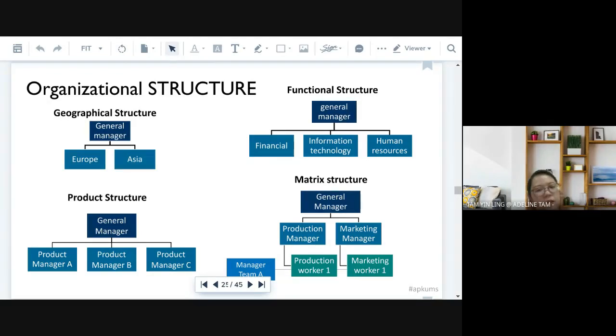financial department, they are in charge of the money, they do accounting, planning of financial, that's all. But for IT, a department about information technology, maybe they're in charge of the IT system in the company, they do anything related to IT only. And for the human resource, they do anything related to the workers.